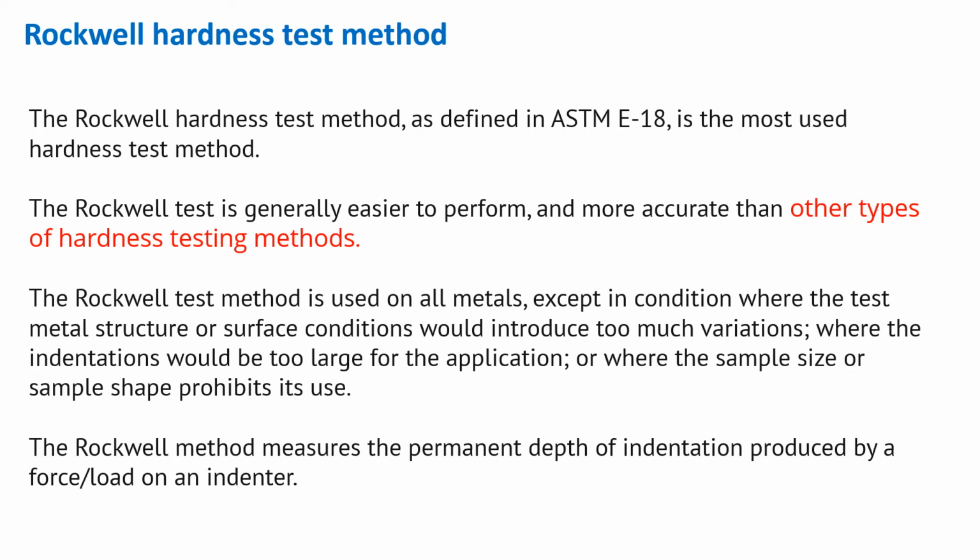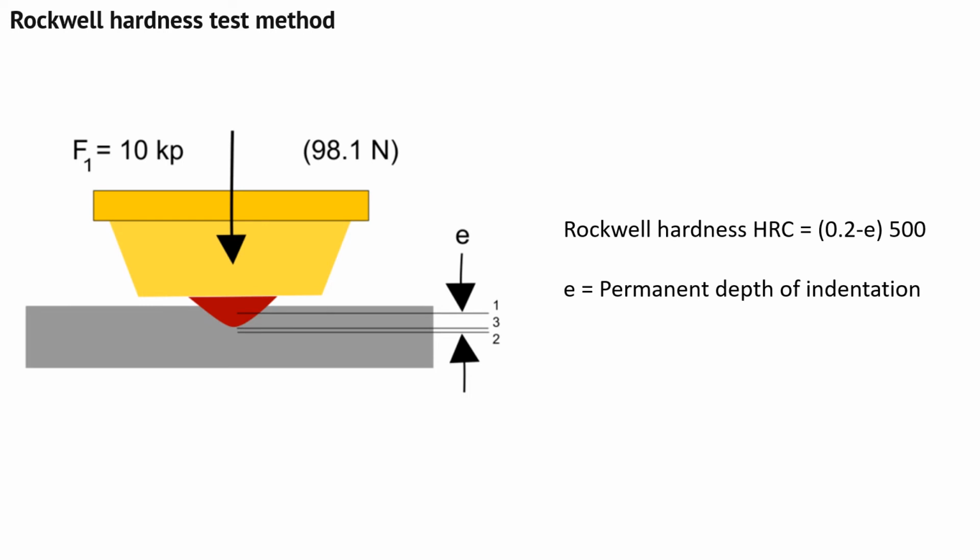The Rockwell method uses an indentation method. It basically measures the depth of an indent at a certain load or force on the indenter. Here we can see 98 newtons of force are placed on the indenter, and the permanent depth of the indentation is measured. The depth to force ratio gives us the hardness in Rockwell.